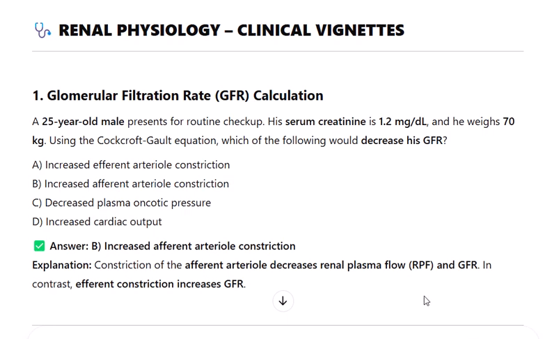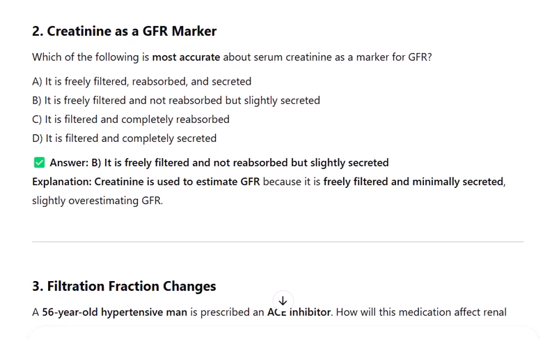2. Creatinine as a GFR marker. Which of the following is most accurate about serum creatinine as a marker for GFR? A. It is freely filtered, reabsorbed, and secreted. B. It is freely filtered and not reabsorbed but slightly secreted. C. It is filtered and completely reabsorbed. D. It is filtered and completely secreted. Answer. It is freely filtered and not reabsorbed but slightly secreted. Explanation. Creatinine is used to estimate GFR because it is freely filtered and minimally secreted, slightly overestimating GFR.